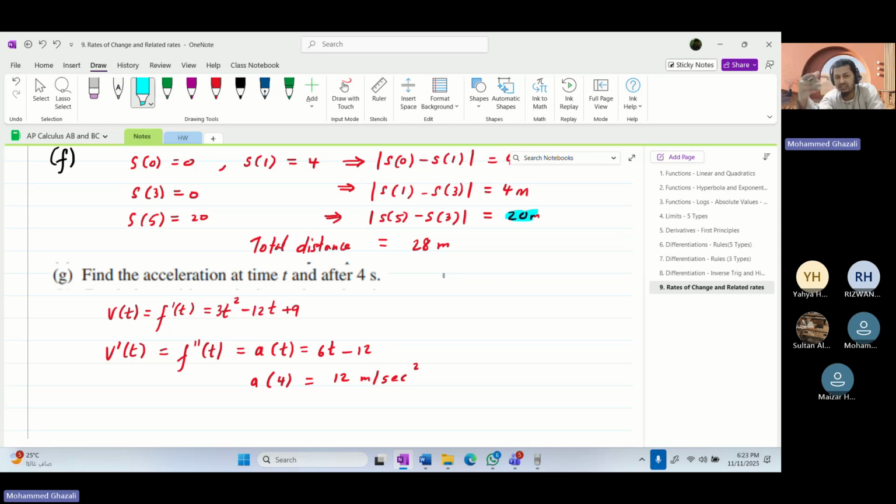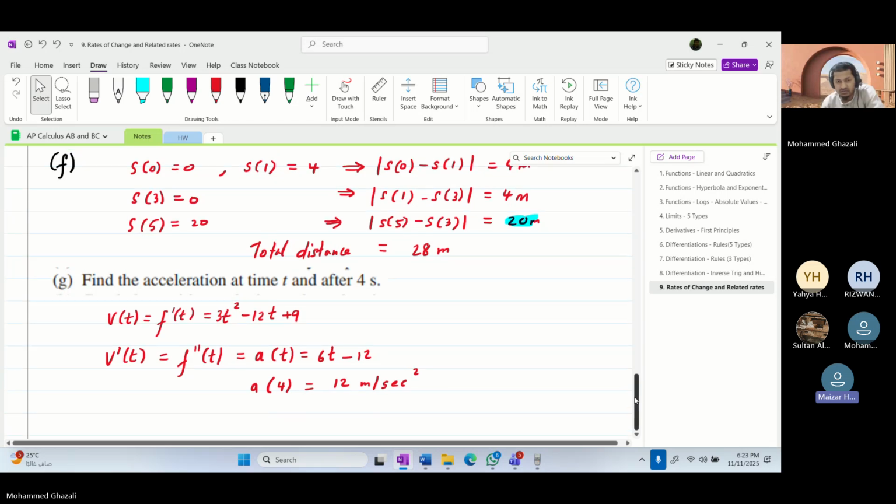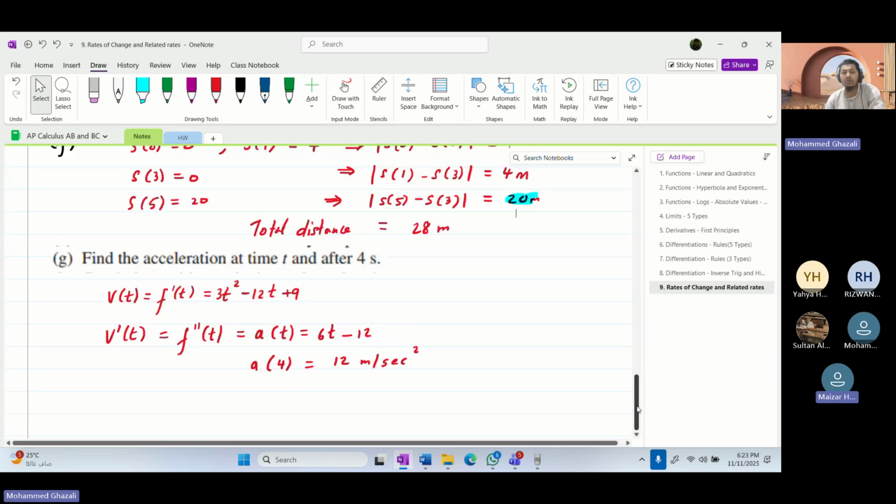Yes. When you accelerate, you reach faster. I have a question. I understand everything, but my question is, why, when we want to find the acceleration, do we have to obtain the second derivative? I know that we're supposed to do it, but I want to understand why.